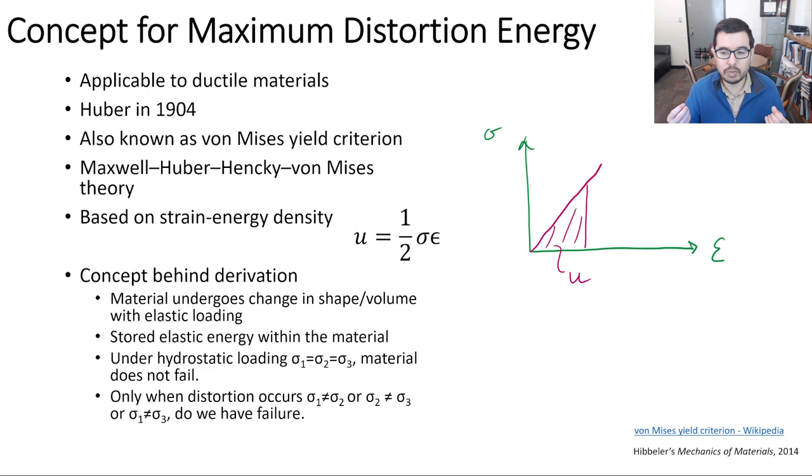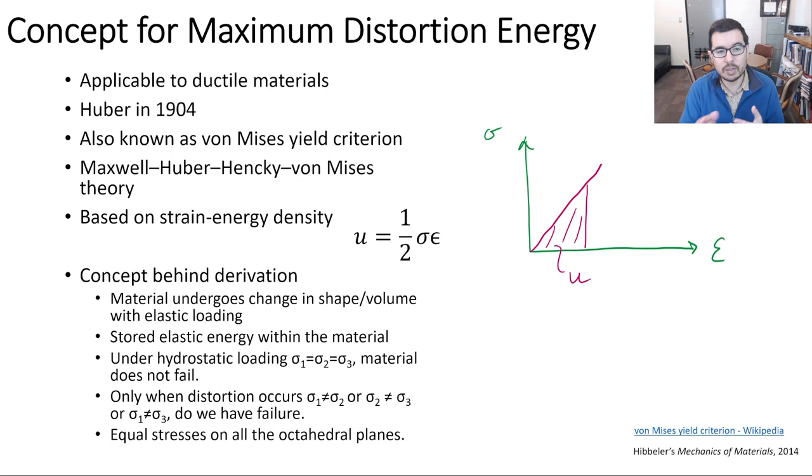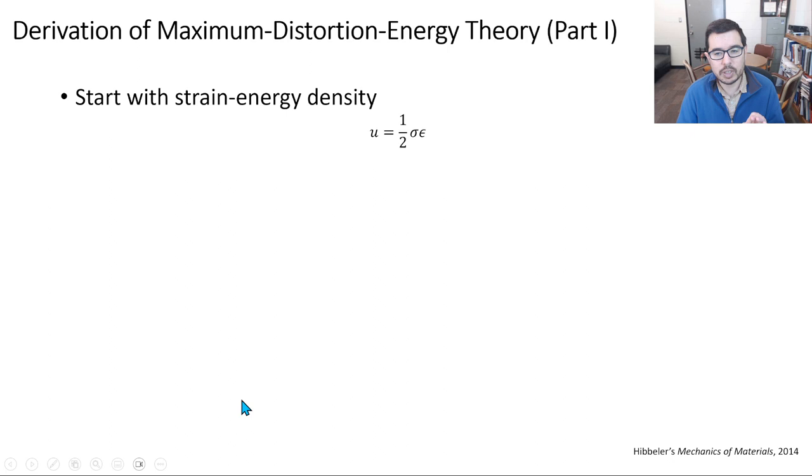That means we need these principal stresses not to all be the same. We won't get into this really, but it has to do with octahedral planes and situations where there's a balance of stresses on these planes. But don't worry about that. The thing to keep in mind is that we're dealing with distortion and looking at the energy associated with distortion. So we start with strain energy.